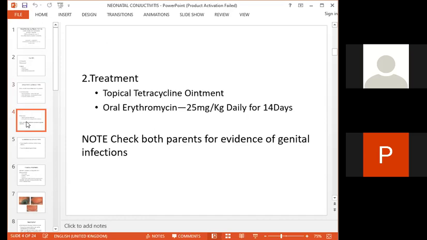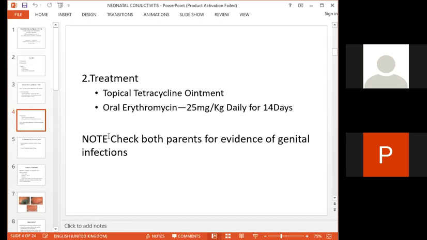Treatment is topical tetracycline ointment and oral erythromycin. Then you have to check both parents for evidence of genital infections. In terms of treatment, I want you to take note. This is a child who has got a lot of pus in the eyes. You don't go in straight to put tetracycline. You have to wash out the excess pus.